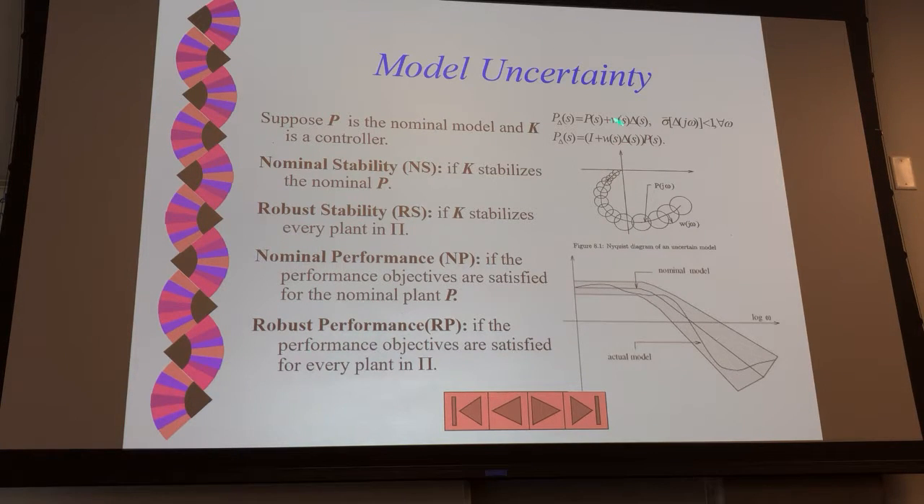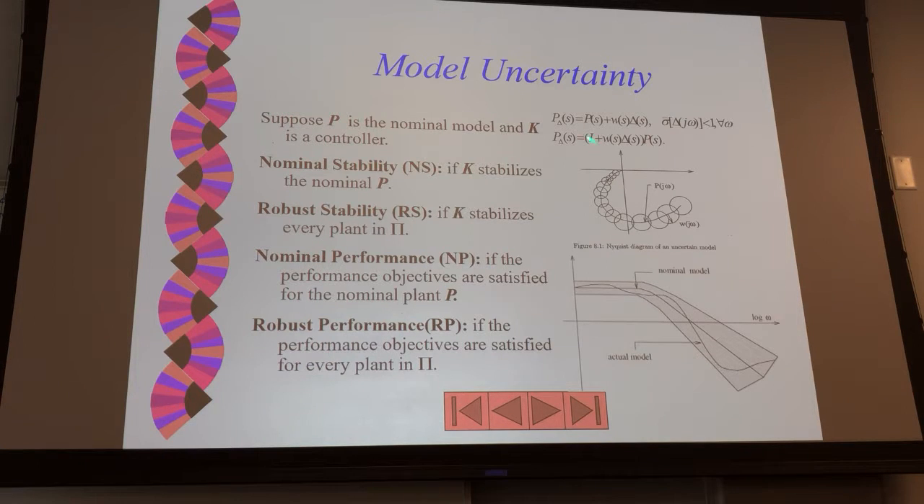So this is additive format. So the uncertainty is all in this delta, okay? So then you can also write down in this format. So this is additive, okay? So this is called matched uncertainty. This is unmatched uncertainty. So in other words, you cannot pull out a P from here. You cannot pull out a P.